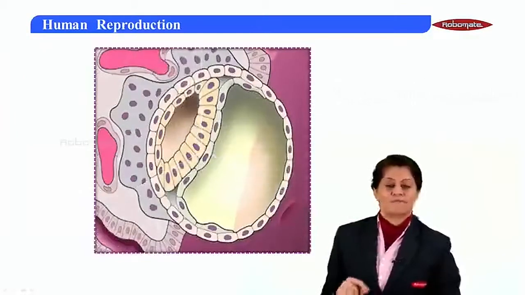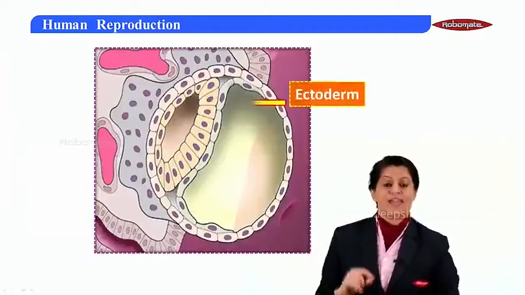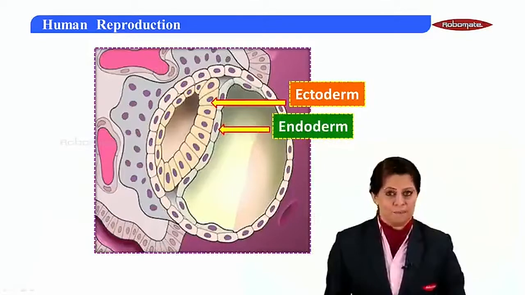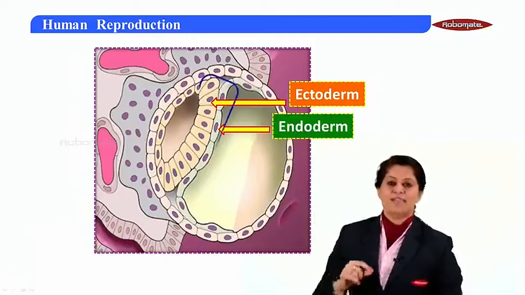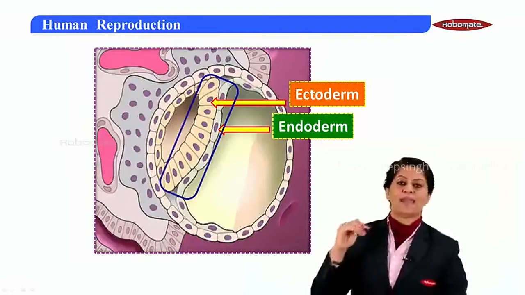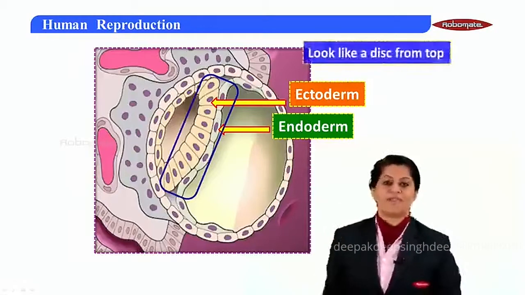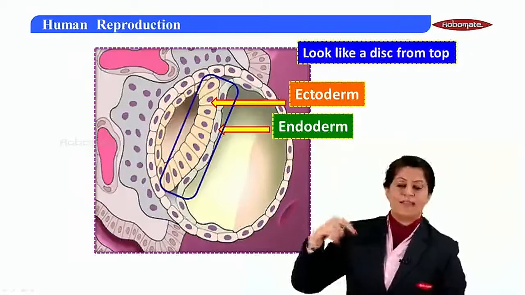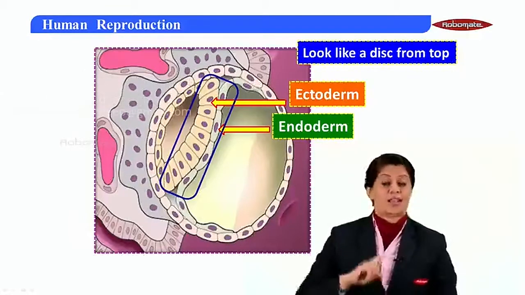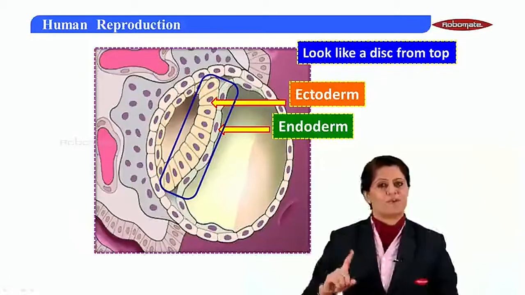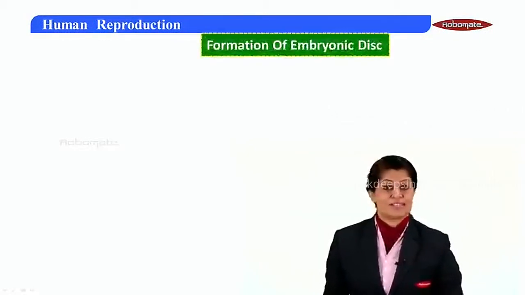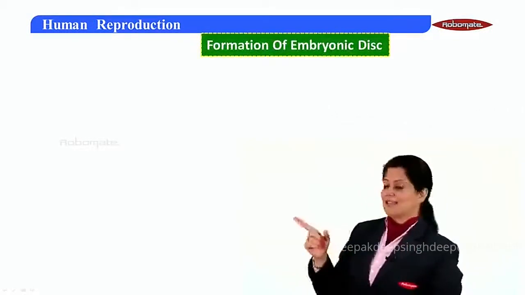Now talking further, students, in gastrulation, the ectoderm is this layer. Just below the ectoderm is the endoderm. Now when we observe these two layers from above, till now we've just studied ectoderm and endoderm, these two layers, when we observe from top, look like a plate or a disc. The entire future embryo is going to be forming from this disc. Let's observe this disc. Now this is called the embryonic disc.